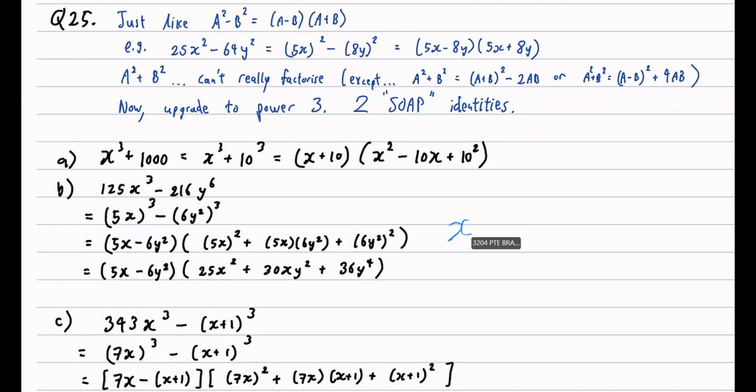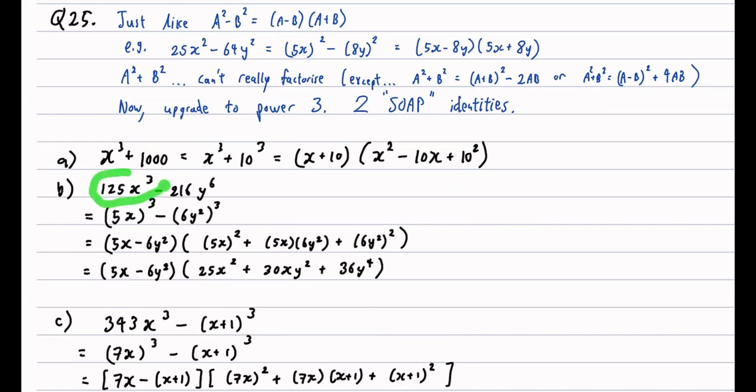So it's a bit like if you remember a square minus b square, you got a minus b times a plus b, right? It's a similar idea. So all these 1000s here, you can rewrite as cube. Then you get a cube plus b cube. You can immediately factorize a plus b times a square minus ab plus b square.